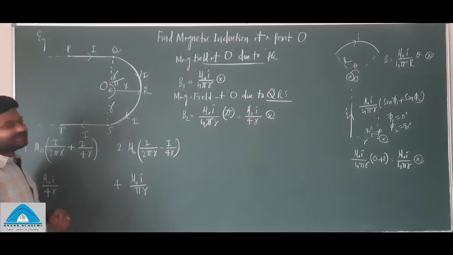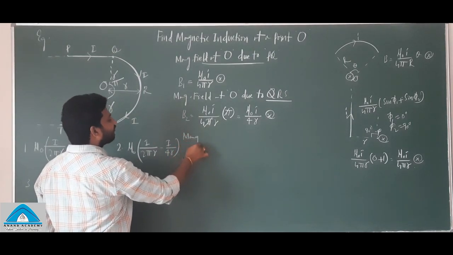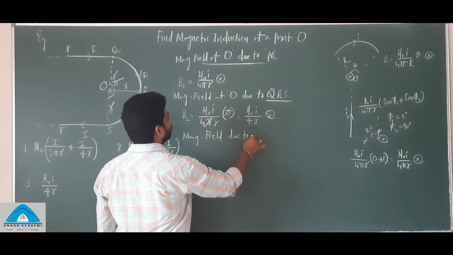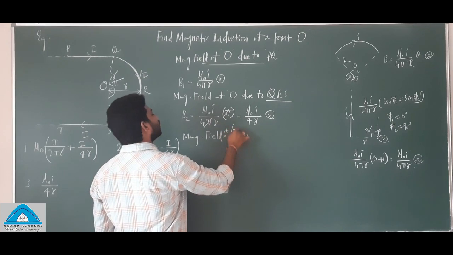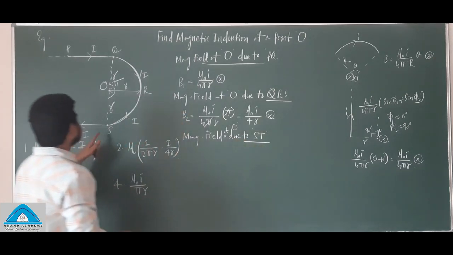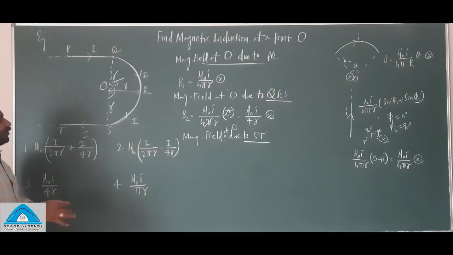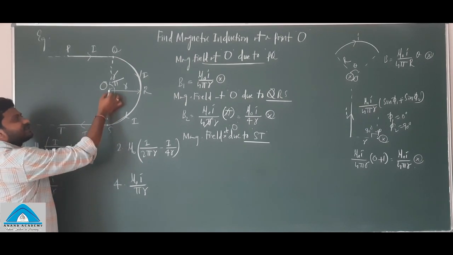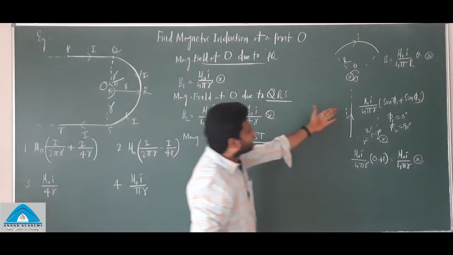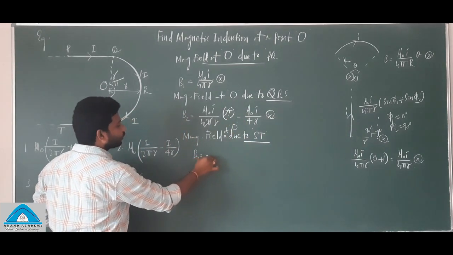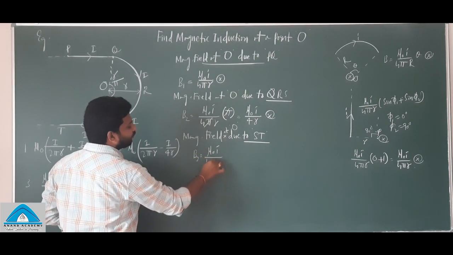Now, there is a third wire also located here. The third wire is ST. Now the magnetic field at point O due to the wire called ST. This is also similar to the first case, isn't it? Because one end is infinite, and at the other end, at a perpendicular distance r, the point O is located. Is it similar to this one? Exactly, yes. So then what can I write? B3 is equal to mu naught I by 4 pi r.